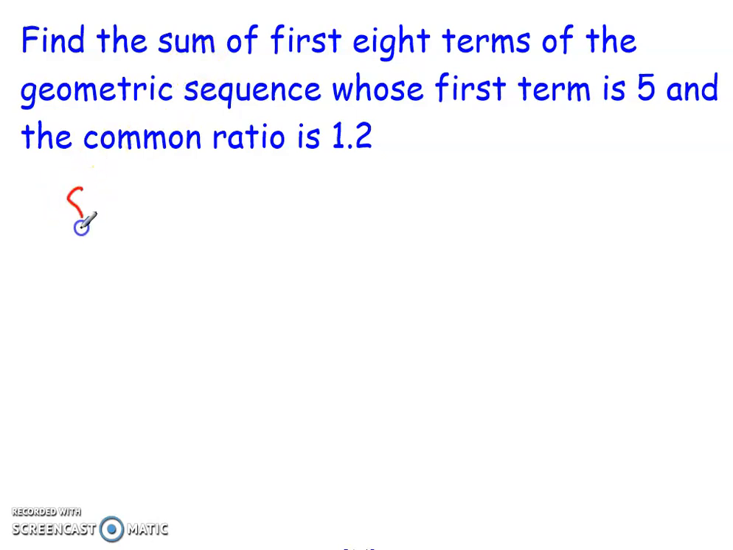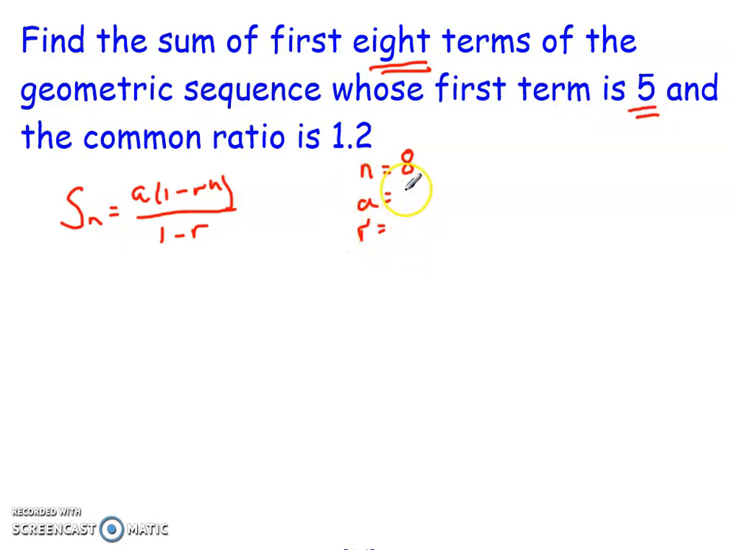So what we have to remember is we're looking for Sn equals a bracket 1 minus r to the n all over 1 minus r. Now for this formula to work, we need to know 3 things: we need to know n, we need to know a, and we need to know r. We need to know all 3 of those to be able to accurately calculate the answer we want. Well, n is the number of terms, and in this case we're told it's 8, so n equals 8. We need a, the first term, which is 5, and we need r, the common ratio, which is 1.2.